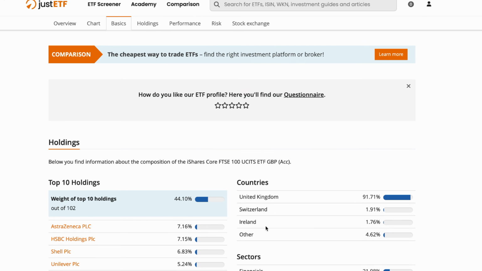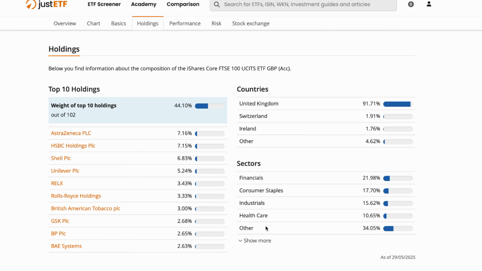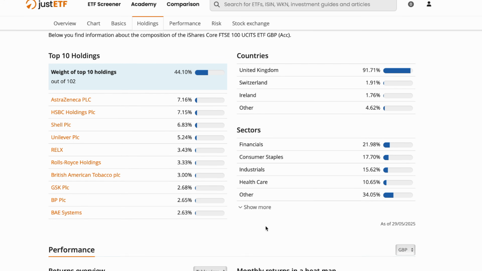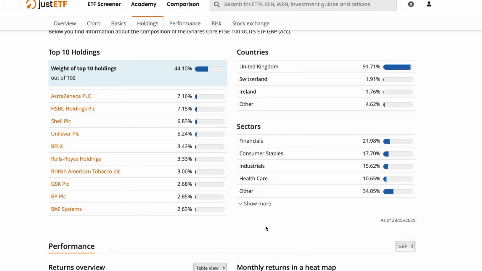Okay, so when we come to this side, it talks about its top 10 holdings. AstraZeneca, we all know that's a very well-known healthcare company. HSBC, Shell PLC, Unilever, British American Tobacco, GSK, BP, British Petroleum, BAE Systems. Okay, so this is all about the companies, and I'm okay with all of these companies, although I don't chew tobacco or smoke cigarettes.